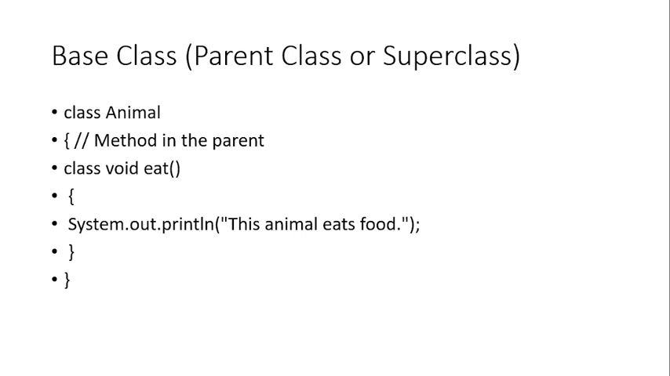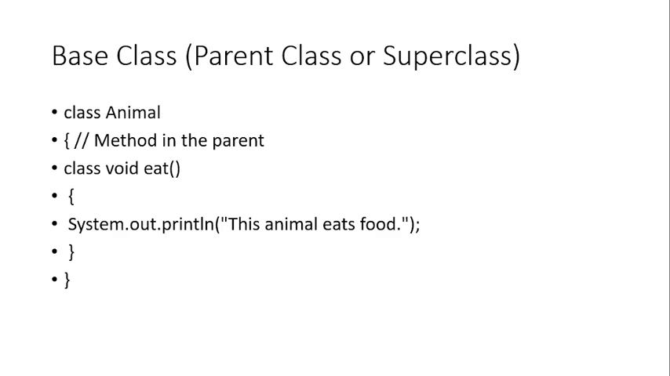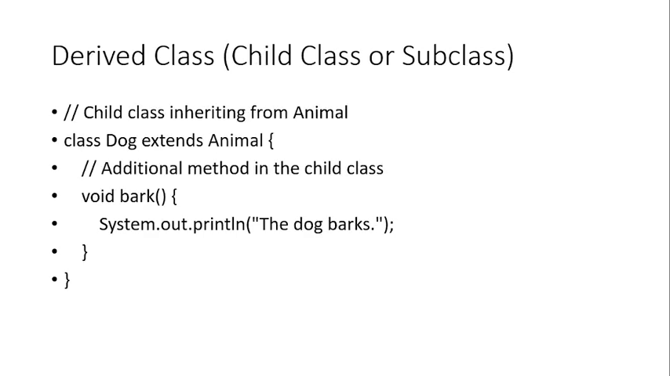You can see here in this example, the class is named Animal, and it has a method void eat. Inside this I am using system.out.println, the animal eats food, right? Consider that this is the base class. In the derived class, what I am using is Dog extends Animal. You can see here the name of the base class is Animal, so I am extending the class name over here, right?